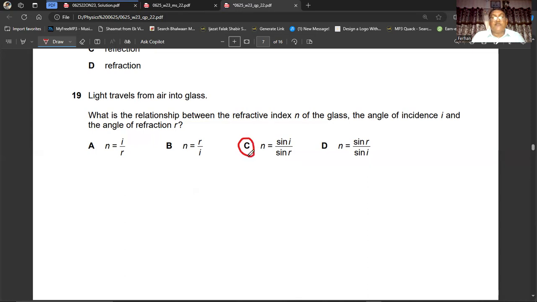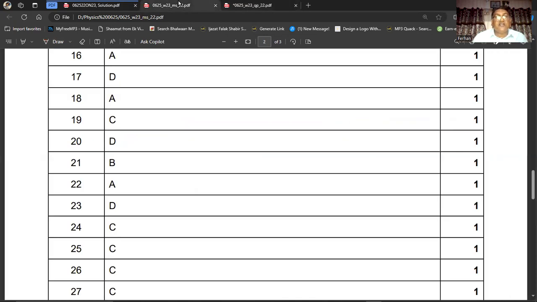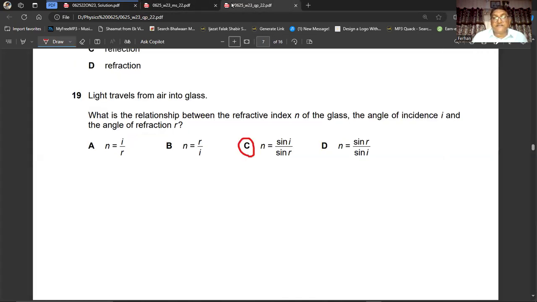The angle that is in the rare medium is put in the numerator. In this case, because the light was entering from air into the glass, the angle of incidence was in the air, which is rare as compared to the glass, which is dense. So in this formula, n is equal to sine i by sine r. I told you this is the rule: upstairs we put that angle which is in the rare medium. So question number 19, I think C is the option, sir. C is the right option.